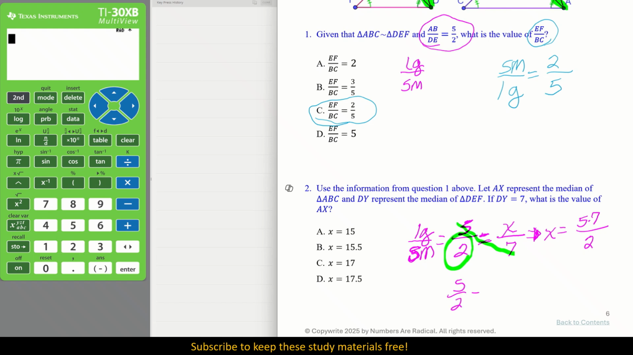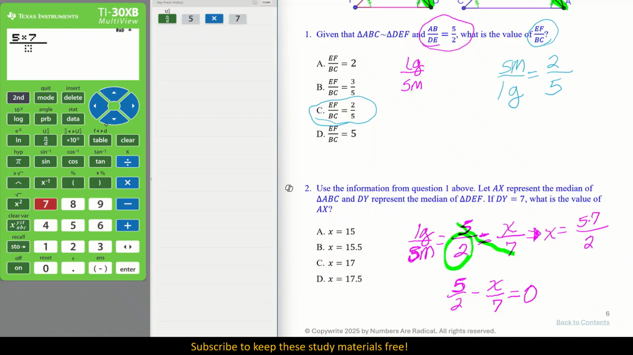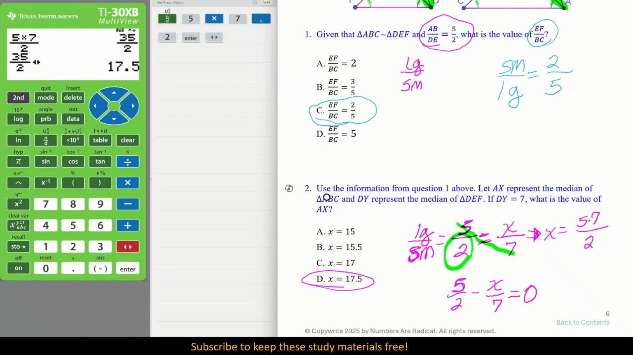So 5 over 2 minus x over 7. Remember, they're said equal to each other. So if I subtract them from each other, I have 0. Okay? So first, let's calculate the answer. Fraction, 5 times 7, arrow down to, voila. It solves it for me. It's in the calculator, but use your toggle button. Option D. There we go.